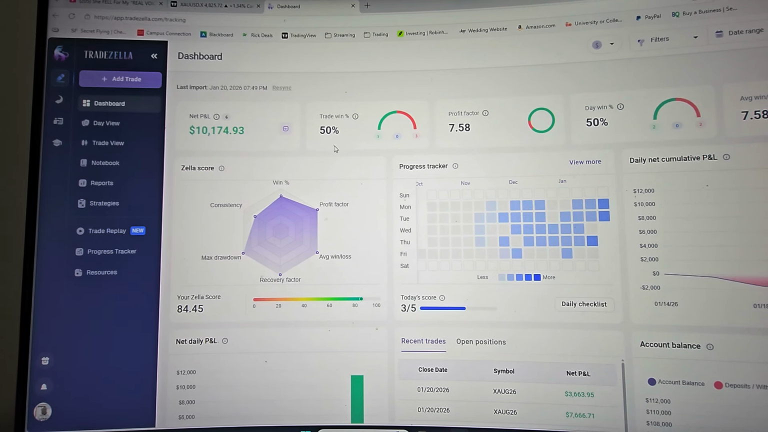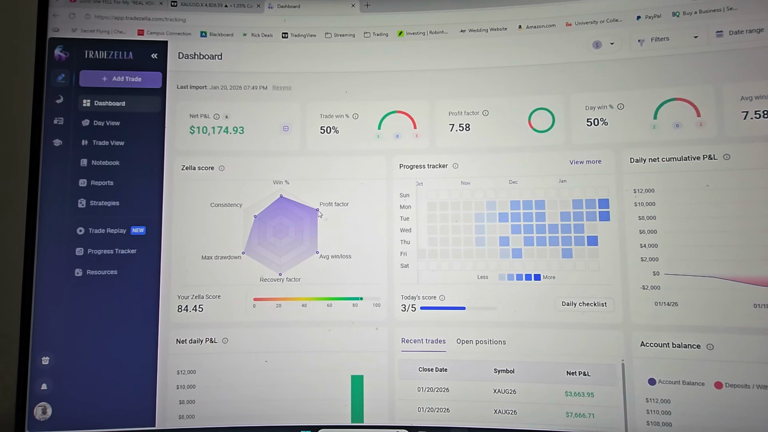So trade win percentage 50%, won 3, lost 3. Profit factor 7.5 is still the same. Day win 50%. And average win to loss trade is 3.9 to 500, so that's 7.5. And this is our daily net cumulative P&L. It's good. Our Zilla score evaluates your performance by combining the most essential metrics into one digestible score.